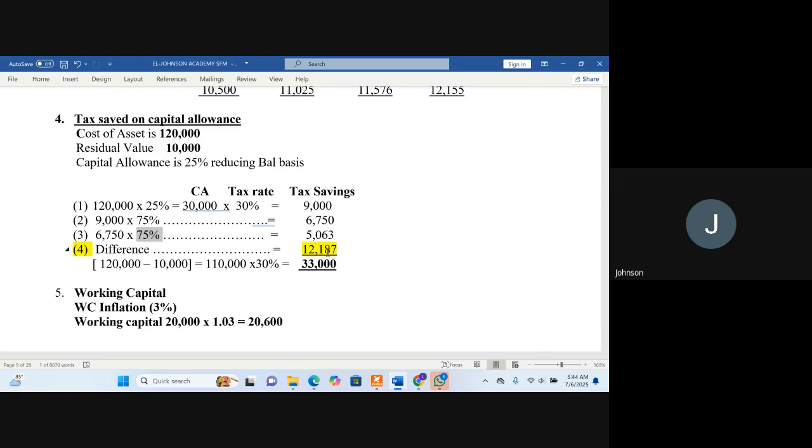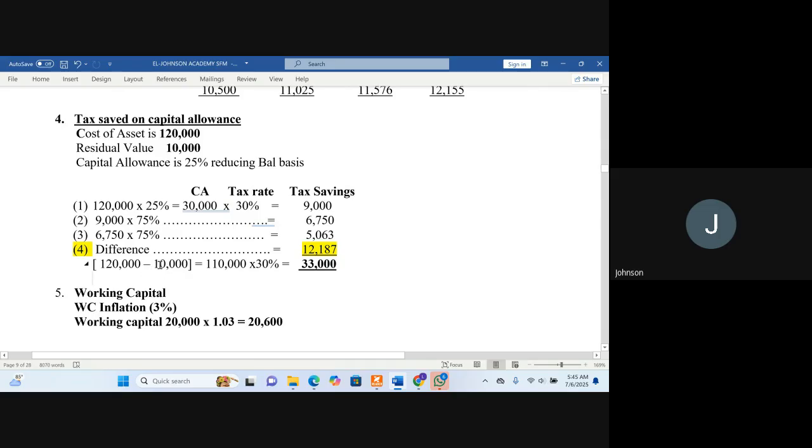Also, remember that in year four, this asset is expected to have a residual value, or is expected to be sold for 10 million. So if this asset is going to be sold in year four for this 10 million, how much capital allowance are we actually expected to get from this asset? You say 120 minus 10 million, the amount that we will sell the asset for, which gives you 110. That means the total capital allowance you are supposed to get before you sell the asset should not exceed 33,000. In the year where you sold the asset, you cannot start calculating.